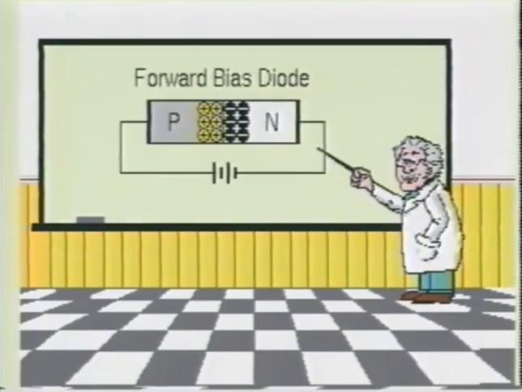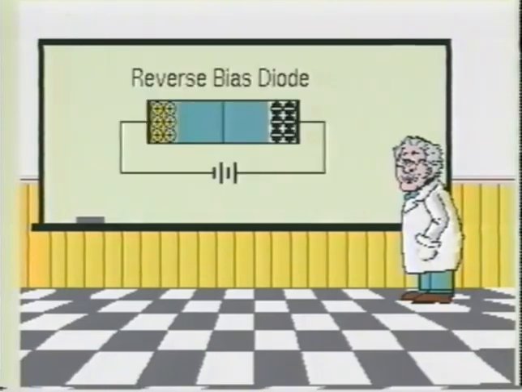When the diode is forward biased, the majority charge carriers are pushed toward the PN junction, which in turn reduces the depletion region. When the diode is reverse biased, the majority charge carriers are pulled away from the PN junction, thereby increasing the size of the depletion region.